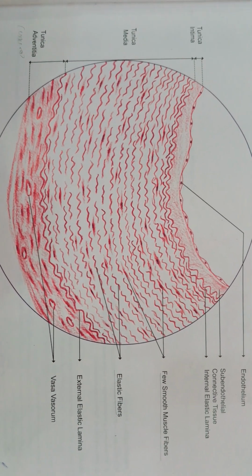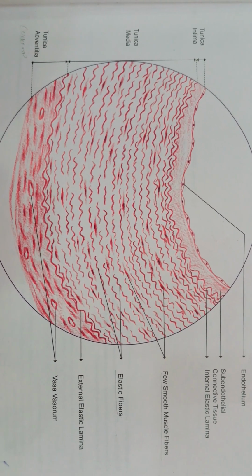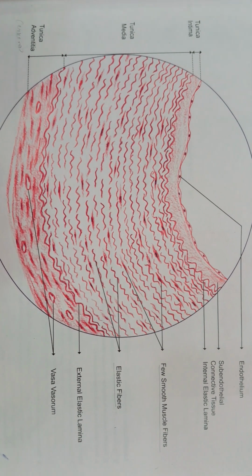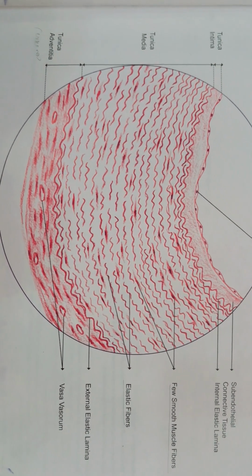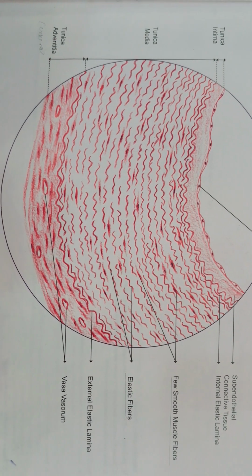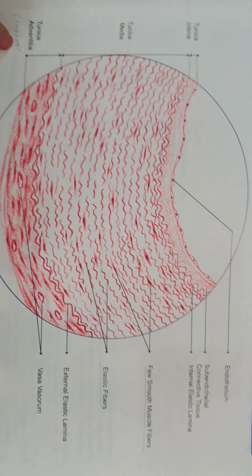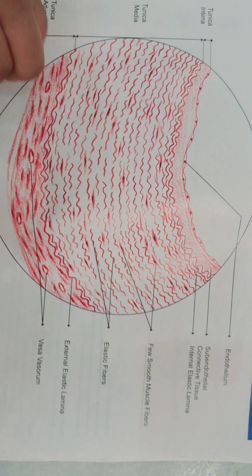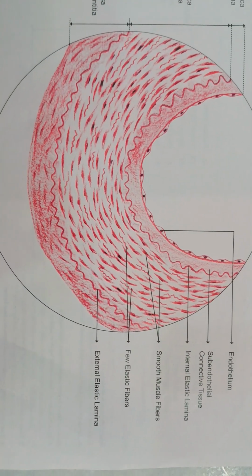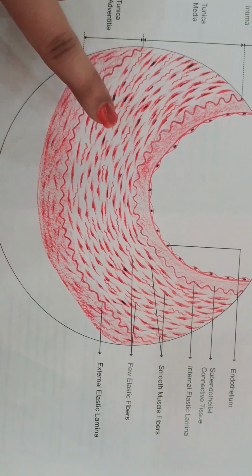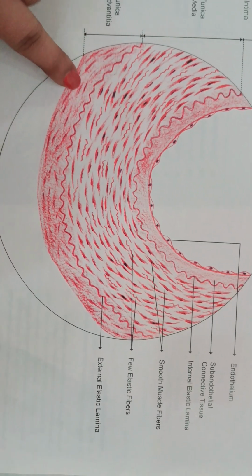Intima consists of endothelium, subendothelial connective tissue, internal elastic lamina. Tunica media consists of muscle layer and external elastic lamina. Adventitia consists of connective tissue and vasa vasorum in large artery. Medium-sized artery has the same layers, but there are more elastic fibers in large artery. Here we can see more smooth muscle fibers and no vasa vasorum.